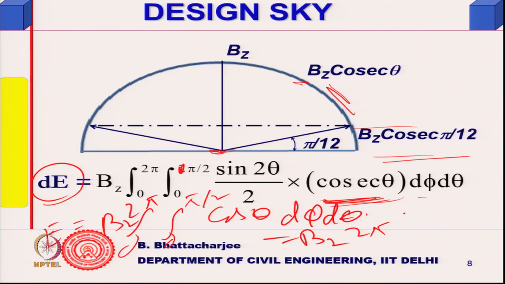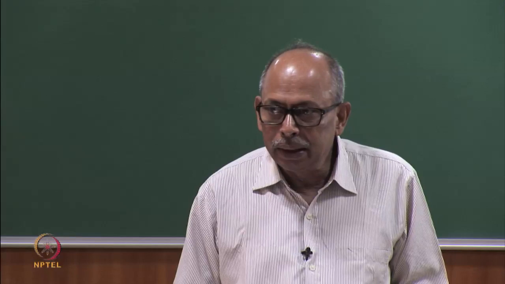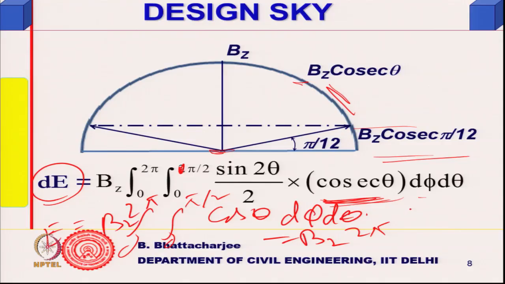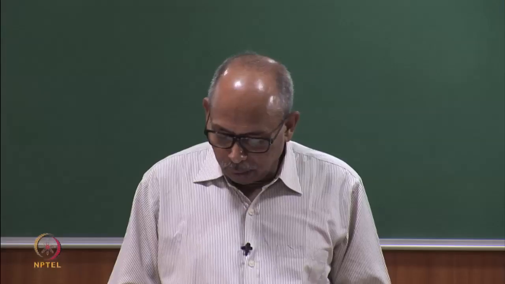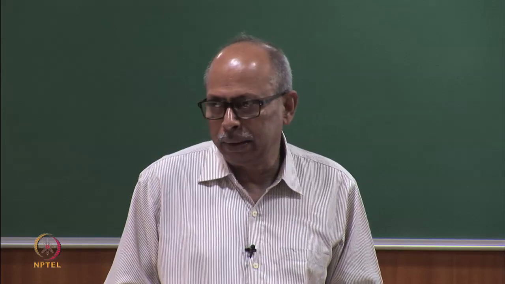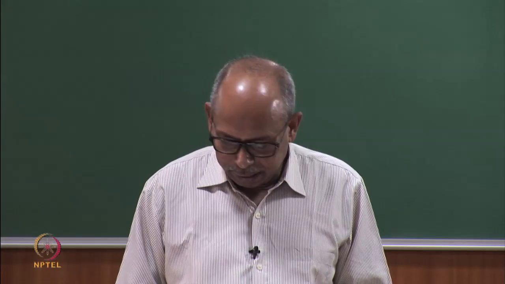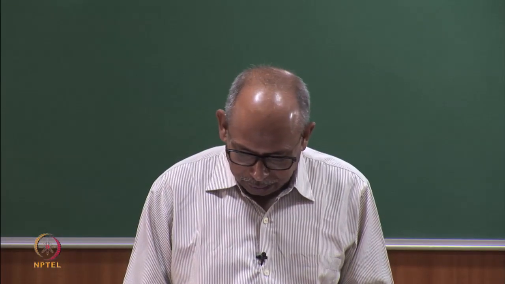If I integrate, I get sin theta, and sin theta going from pi by 2 to 0. So, therefore, it will be simply sin pi by 2, which is equal to 1. So, this part is simply 1. So, Bz 2 pi is equal to E. They measured this illumination, and that was taken to be 8000 lux.